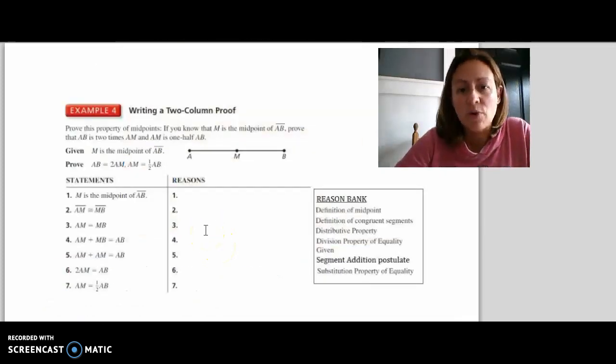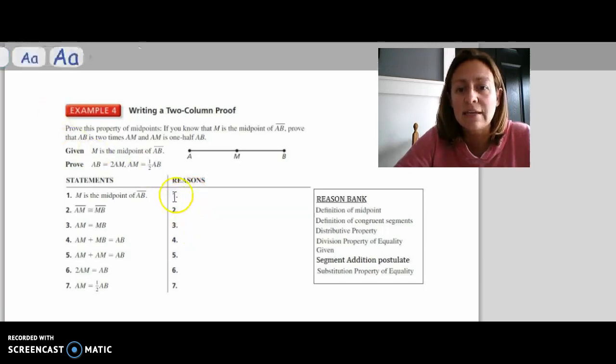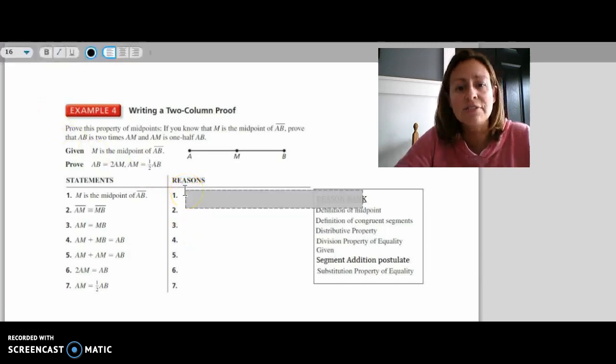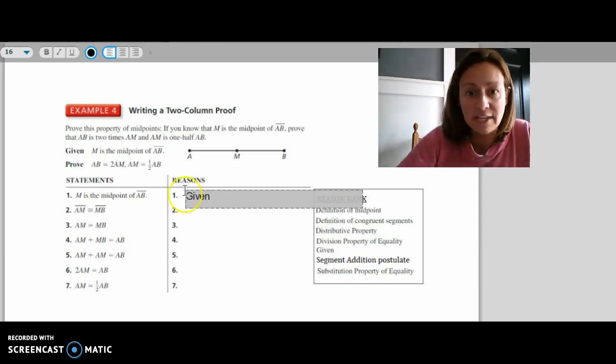So let's take a look at one more example of writing a proof. This is something you'll find in the text. We're given a segment with endpoints A and B, and we are given that M is the midpoint of AB. So of course, the first statement we're going to make in our proof is to state that M is the midpoint of AB, and the reason is given. We're just going to fill that in.